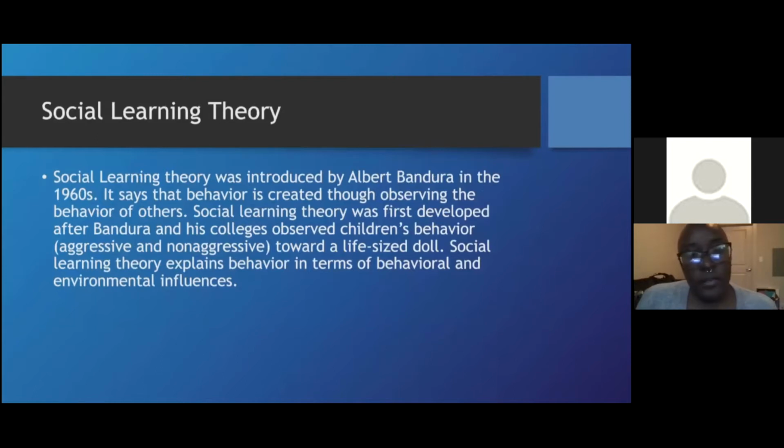Social learning theory. Social learning theory was introduced by Albert Bandura in the 1960s. It says that behavior is created through observing the behavior of others. Social learning theory was first developed after Bandura and his colleagues observed children's behaviors, both aggressive and non-aggressive, towards a life-size doll. Social learning theory explains behavior in terms of behavioral and environmental influences.